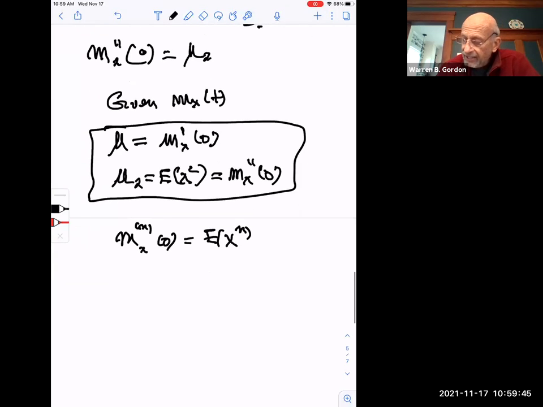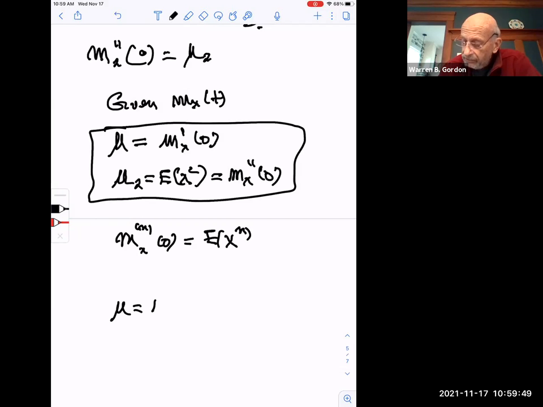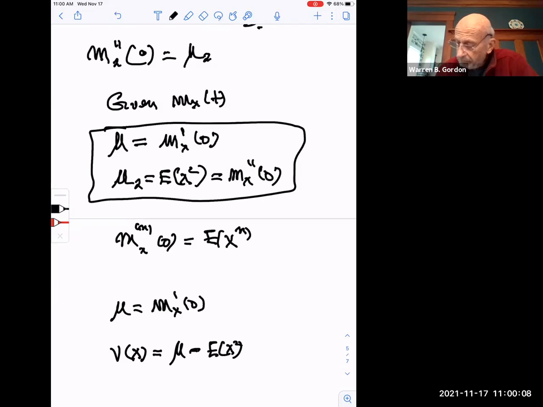Just look at what this now says. If you want to find the mean, it is just equal to the moment generating function's derivative evaluated at 0, and V of x is equal to E of x squared minus the mean squared, but E of x squared is equal to m double prime of 0.